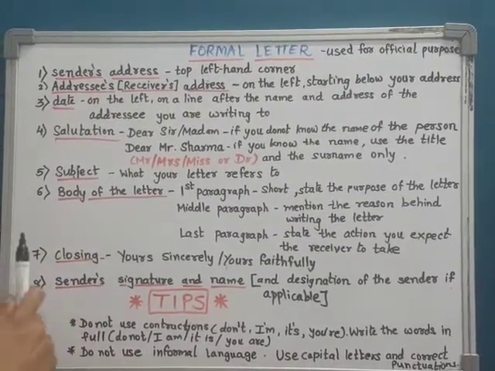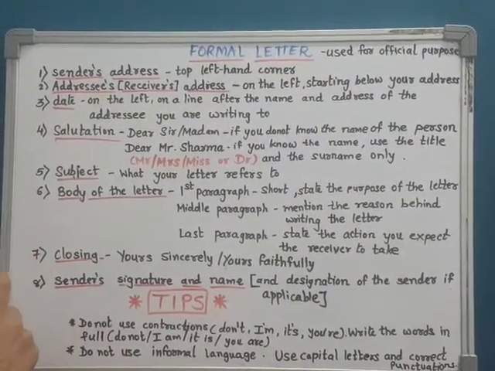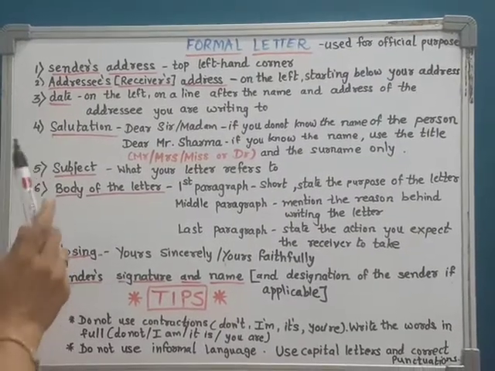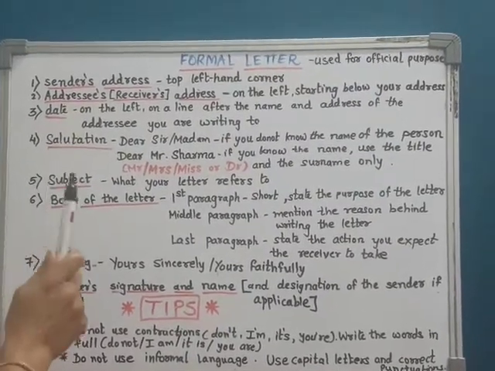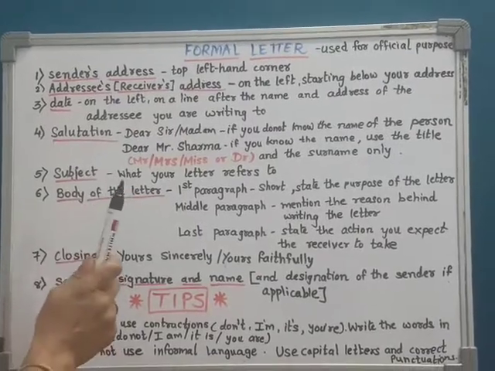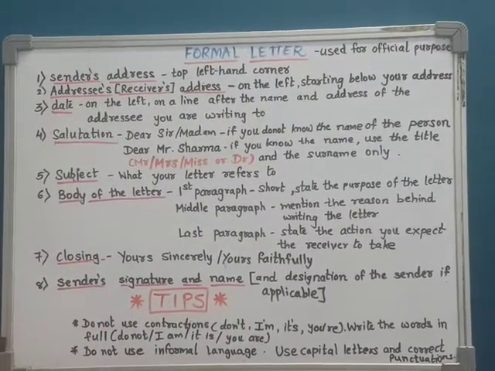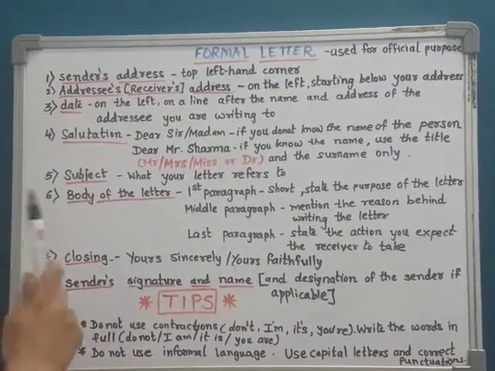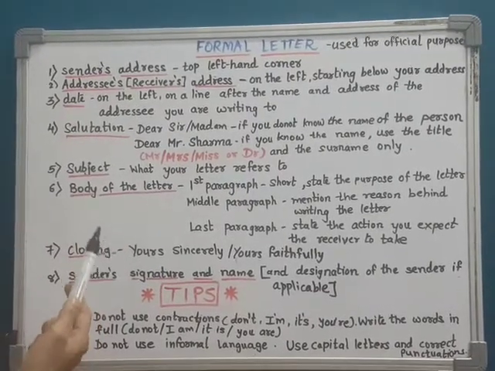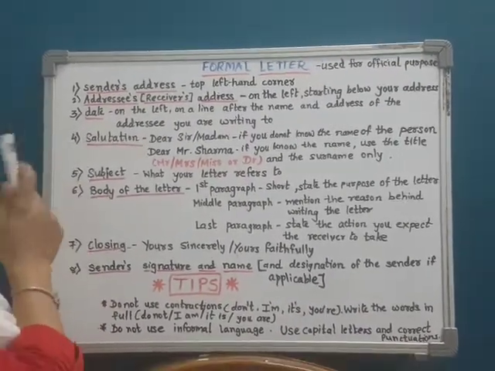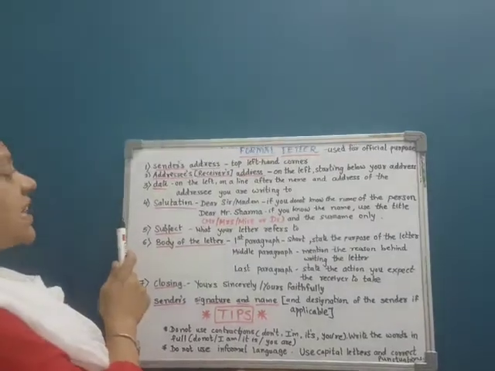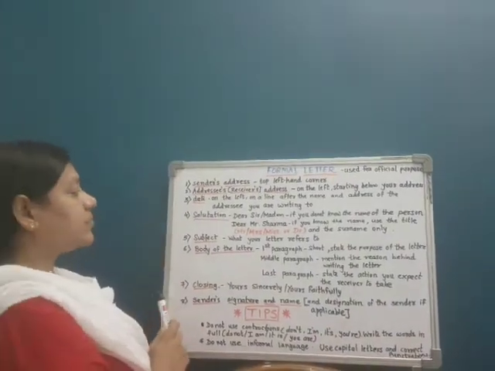Okay. Now, next comes the date. Where you are supposed to write the date? On the left. On a line after the name and address of the addressee you are writing to. The person to whom you are writing, there on the left side. On the left side you have to write the date.